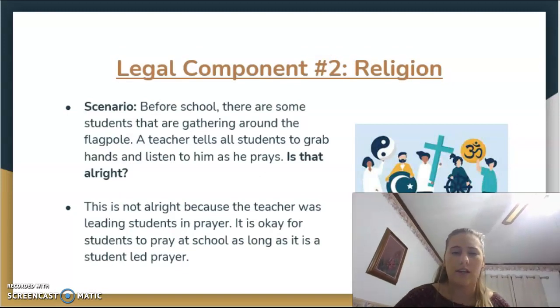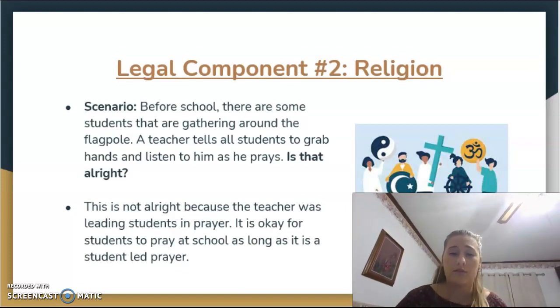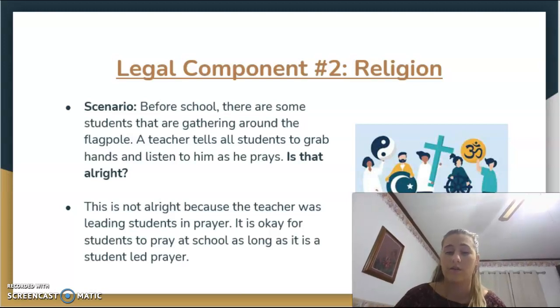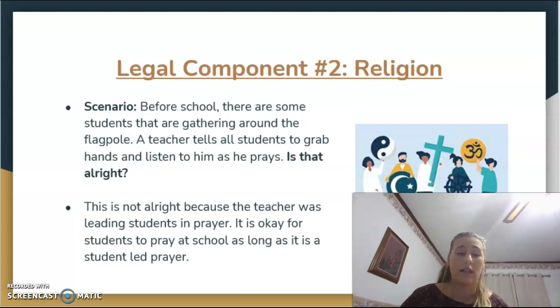A scenario I came up with is before school, there are some students that are gathering around the flagpole. A teacher tells all students to grab hands and listen to him as he prays. Is that all right? It's not all right because the teacher was leading the prayer. It's okay for students to pray as long as it's a student-led prayer.